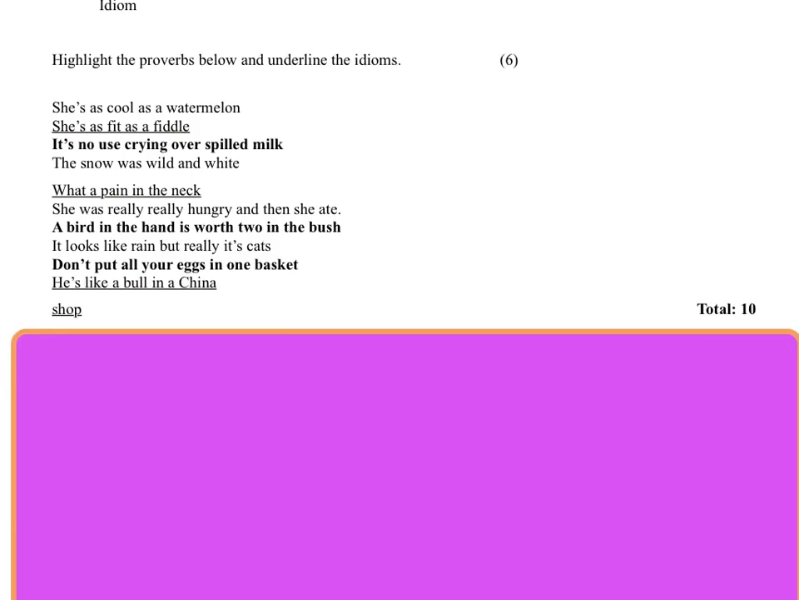So now this one said, highlight the proverbs and underline the idioms. And you might have noticed it was out of 6. So cool as a watermelon might sound like an idiom if you don't know English so well, but it's not really the saying that we all know. We all know it's cool as a cucumber. So fit as a fiddle is like a violin. So we don't know why, that just means someone's very fit, or if someone's a pain in the neck, they're irritating, or if they're like a bull in a china shop, then they're very clumsy and destroy things, or it can be that they behave very badly and cause problems.